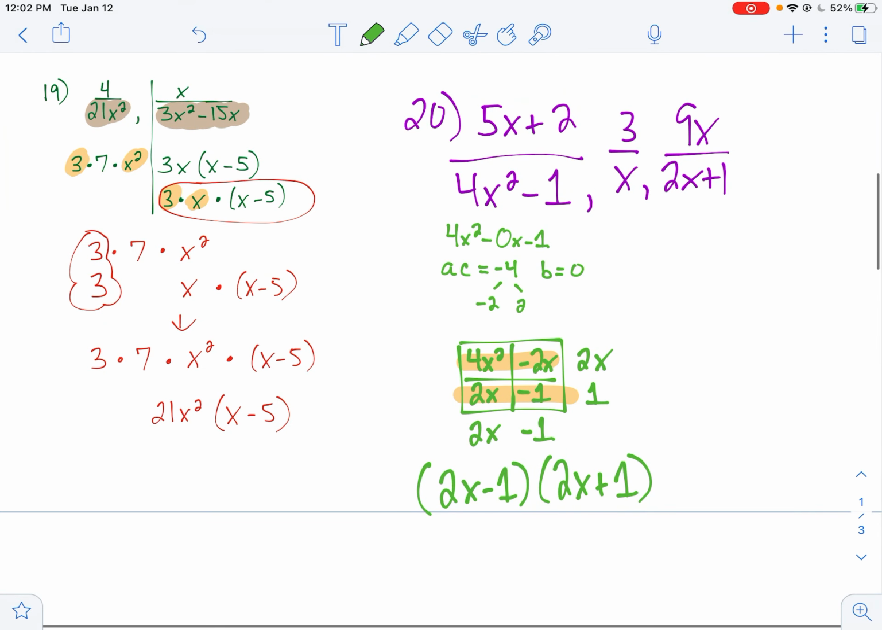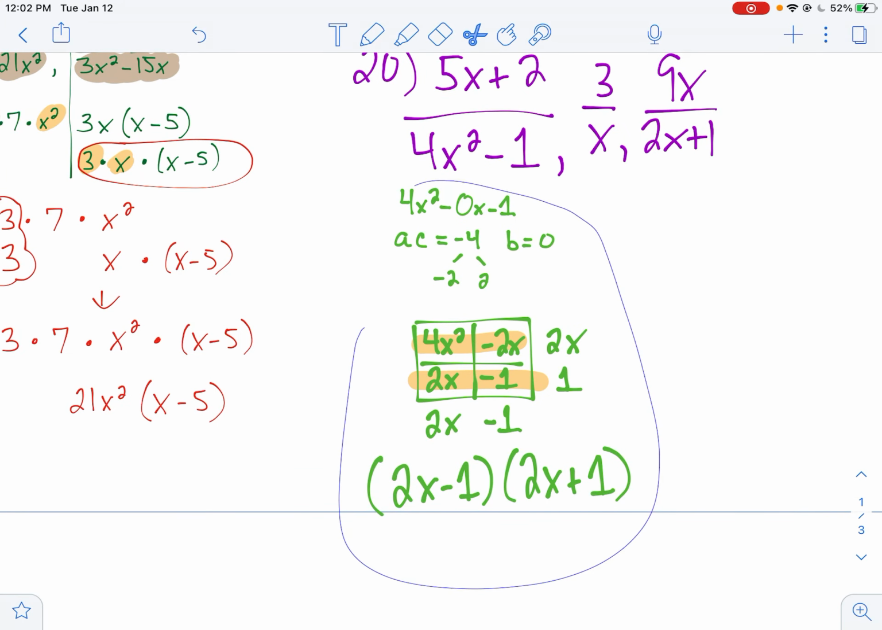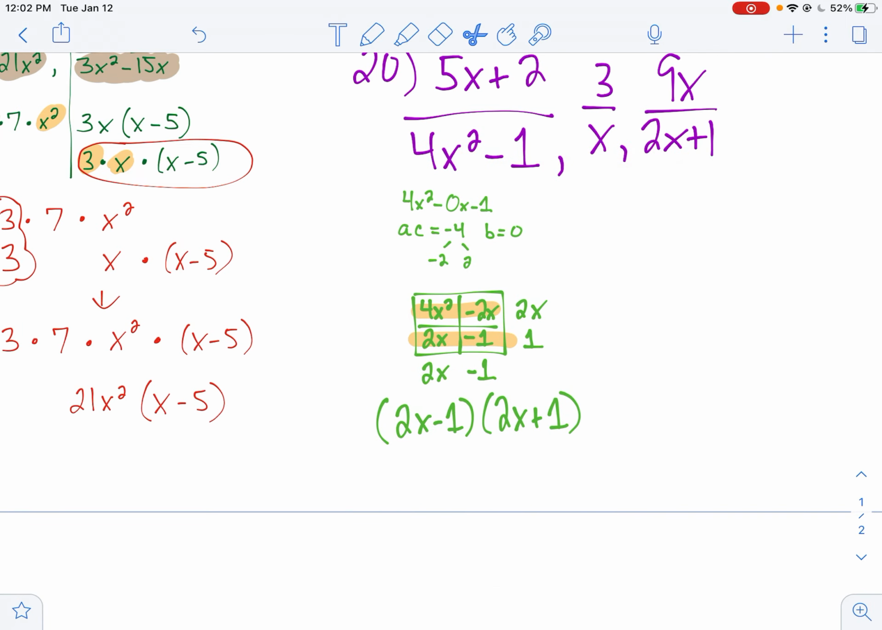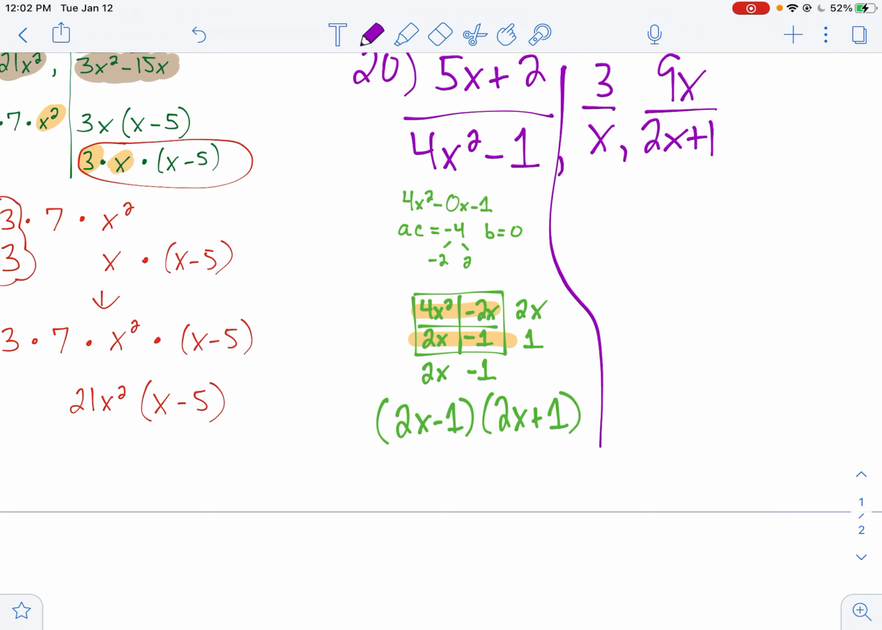So I've factored 4x squared minus 1. That's how you want to approach the polynomials. Make sure you're approaching it like that. So that's my first denominator here. Again, I'm going to draw the lines just to keep things separate. It's always good to do that. Sometimes people need that differentiation, just to keep things separate.